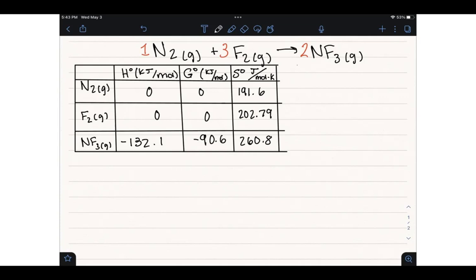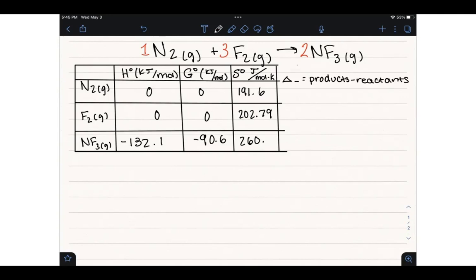And the math we're doing is pretty simple. It's just the very basic delta whatever is the products minus the reactants. And then of course we want to make sure that we are including the mole values in that. So for example, multiplying H of say NF3 by 2.